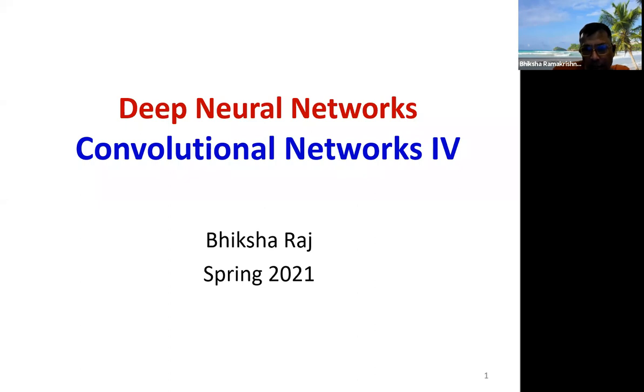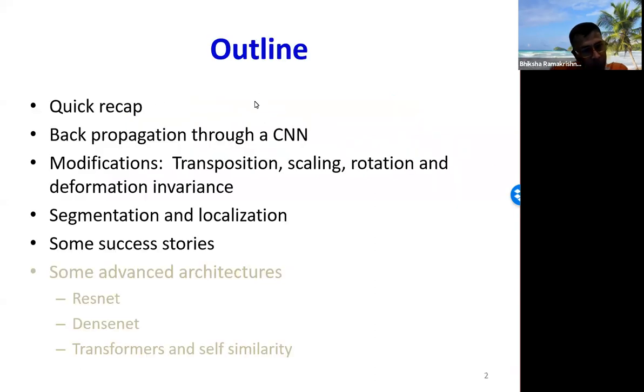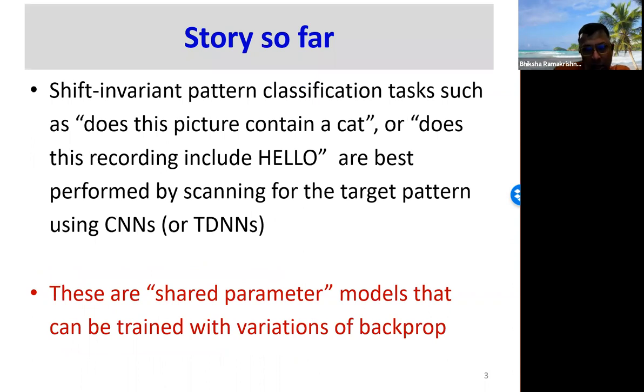So this is the last of our series on convolutional neural networks, the fourth in the series, and a continuation of lecture 3. We're going to quickly recap backpropagation through a CNN and wrap up what we did not complete in the last class. Then we'll look at modifications like transposition, scaling, rotation and deformation, and invariance, segmentation and localization of objects in an image, and time permitting, we'll discuss some success stories with CNNs, a little bit of history, basically.